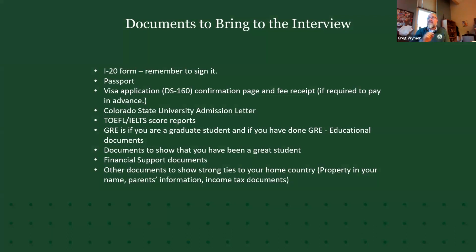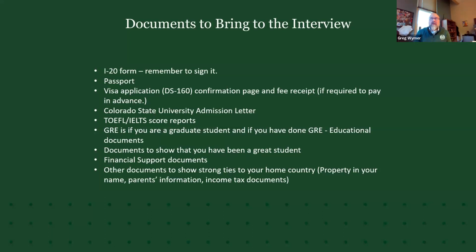All right, what documents to bring to the interview? Bring your I-20 form or your DS 2019 if you are a J1 student, and remember to sign them. We're going to send those out electronically. You need to print it off, and then you need to sign the I-20 or the DS 2019. You need to bring your passport. You need to bring your visa application or confirmation page and the fee receipt if you've been required to pay it in advance. So print those off once you've completed your visa application online.